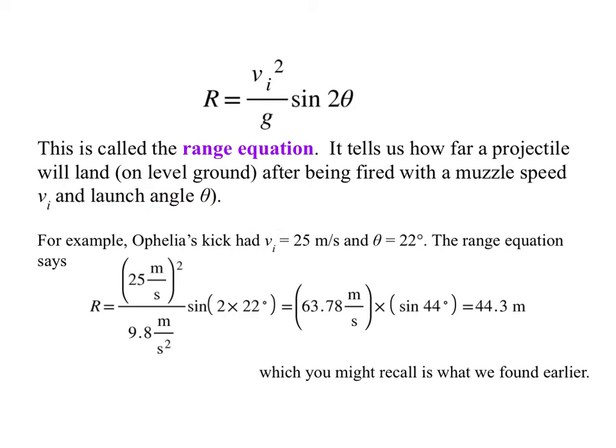For instance, if you remember, Ophelia's kick had v_i equals 25 meters per second and theta equals 22. So the range equation says that we should have 25 meters per second quantity squared over 9.8 meters per second squared times the sine of 2 times 22. This apparently turns out to be, oops, there's definitely an error here, but 63.78 meters, not meters per second, times sine of 44, which is 44.3, which you might remember is what we had before.